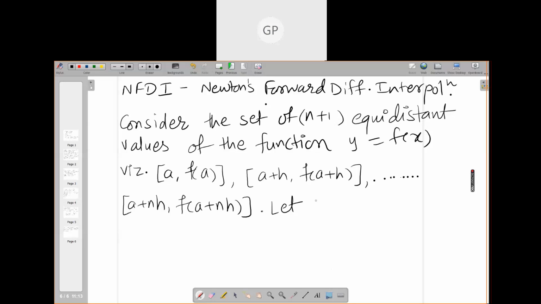Let P_n(x). So you have to understand that these values are equidistant. We are talking about interpolation with equal intervals. Equal intervals means the values are equally spaced. If you observe, the first value is a, the second value is a plus h, the third value will be a plus 2h. So these x values are equally spaced. This you have to understand.